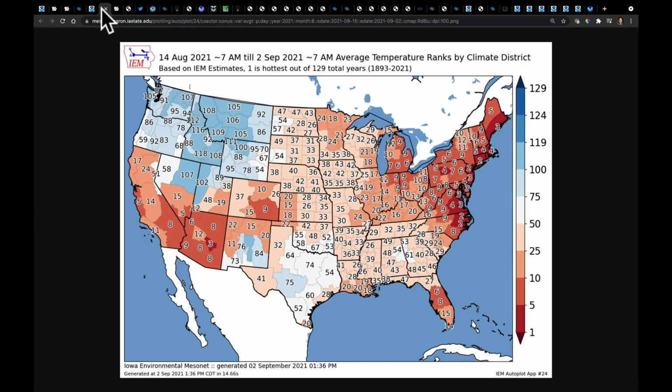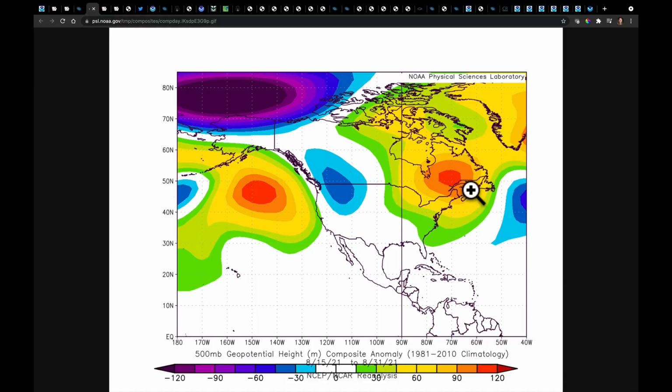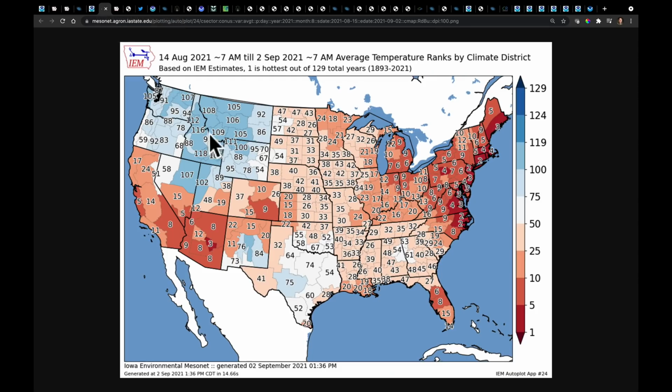So take a look at this. This is the temperature pattern first that resulted from that height pattern. So again, ridge with the trough in between gives you the cooler weather in the northwest and the heat in the northeast and the warmth across much of the Midwest. What a break in the pattern when you compare it to the front two-thirds of summer.